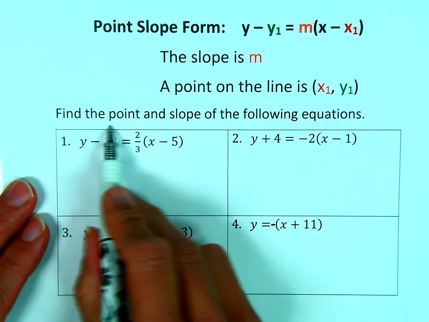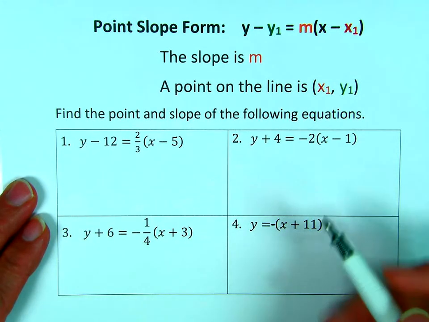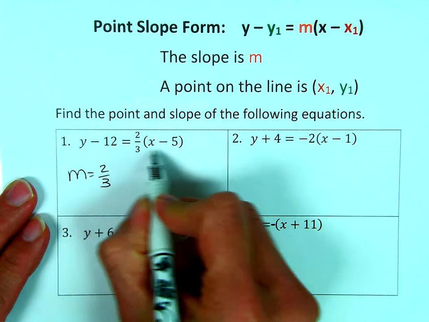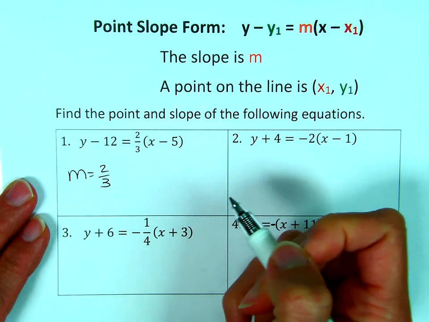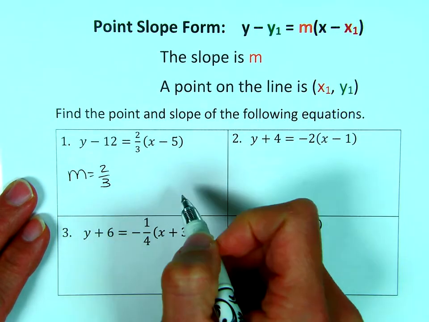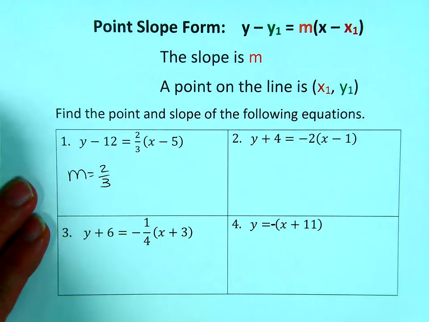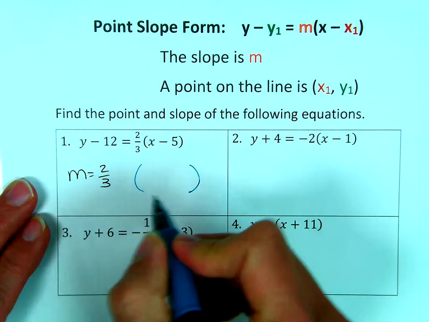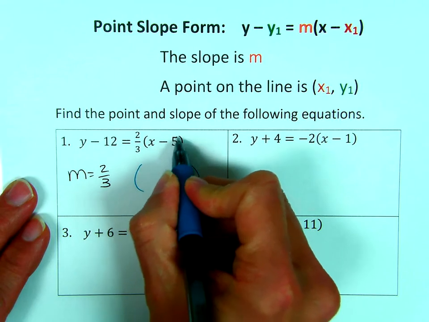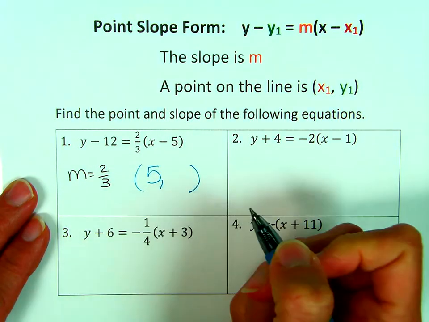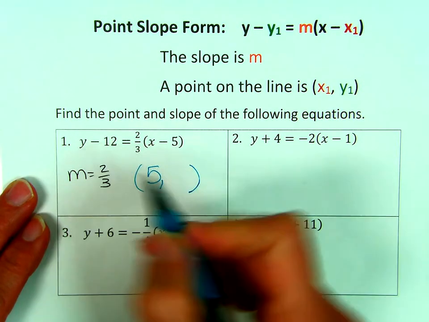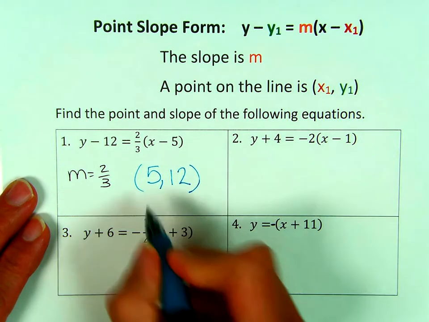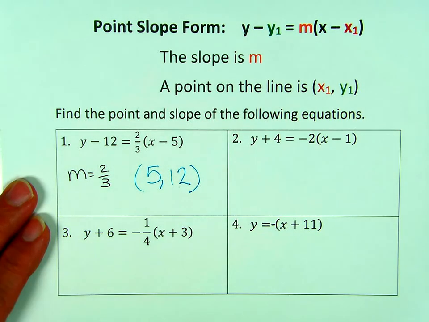So the directions say find the point and the slope. Well, the slope is just staring at us. The slope is 2/3. It's always going to be found in point-slope form right in front of the parentheses on the right side next to the parentheses with an x in it. Then I have to find the point. So I have to remember that in my formula it said minus, and then this was my x sub 1. So my x sub 1 is 5. And then it said minus 12, so my y sub 1 is 12. So my point is 5, 12, and my slope is 2/3.